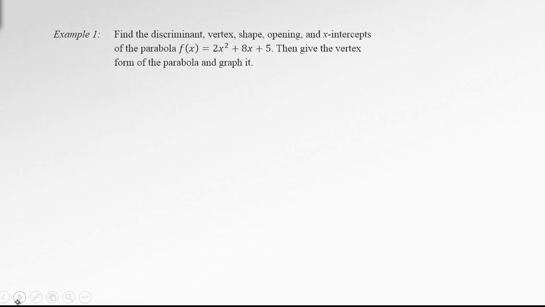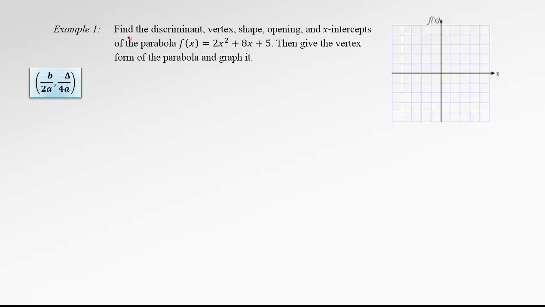Let's use these formulas. In this example, we want to find the discriminant, this delta value, vertex, shape, opening, and x-intercepts of this parabola. Then we want to give the vertex form of the parabola and graph it. Notice that the question asks us to find all those important features of the parabola before rewriting it in a vertex form. So let's start with the discriminant.